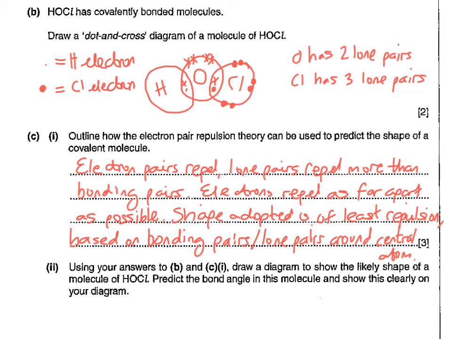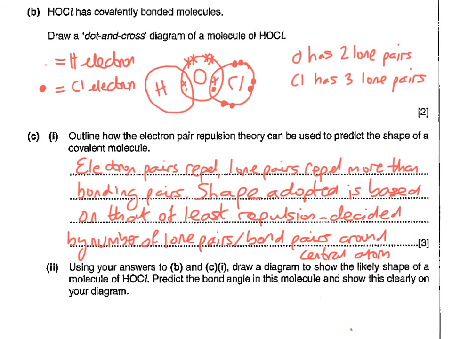So I've first stated that electron pairs repel, and then I've reinforced it by saying lone pairs repel more than bonding pairs, and electron pairs repel as far apart as possible. So in my explanation, I start by saying that electron pairs repel, lone pairs more so than bonding pairs. The shape adopted is based on that of least repulsion, and it's decided by the number of lone pairs and bond pairs around the central atom. So now we can move the page down a bit and look at the final part.